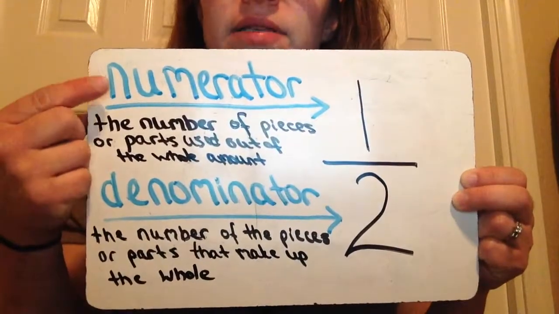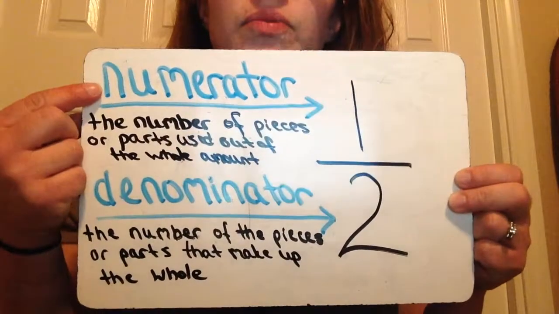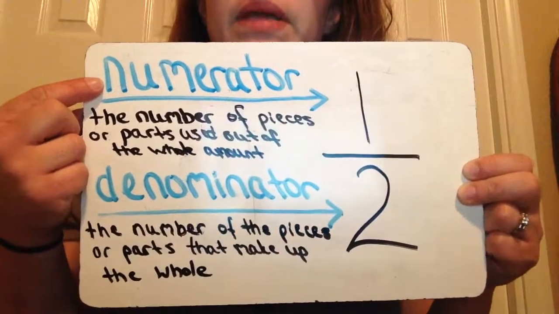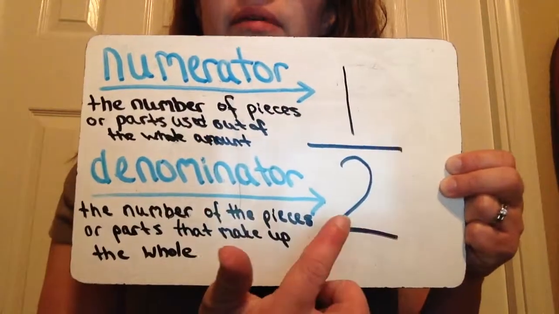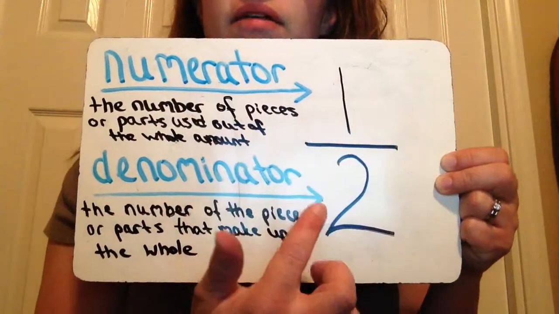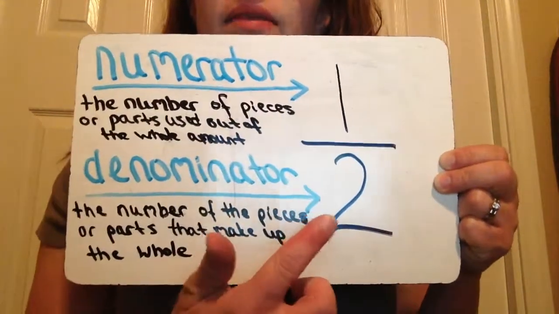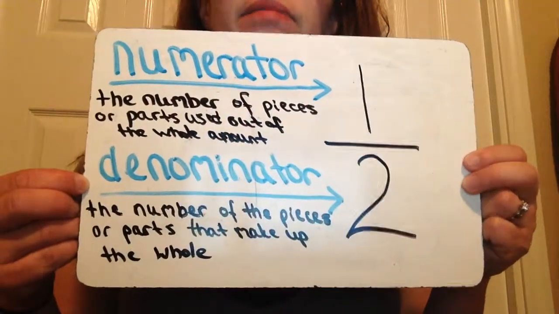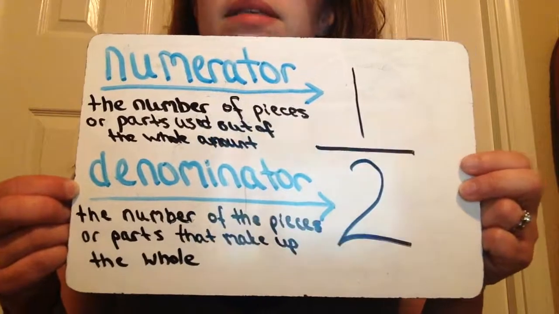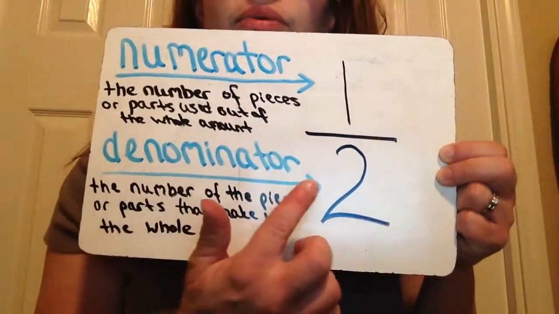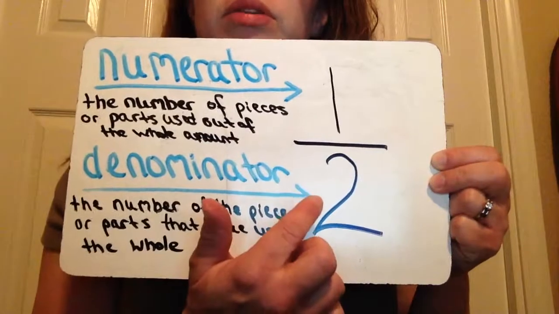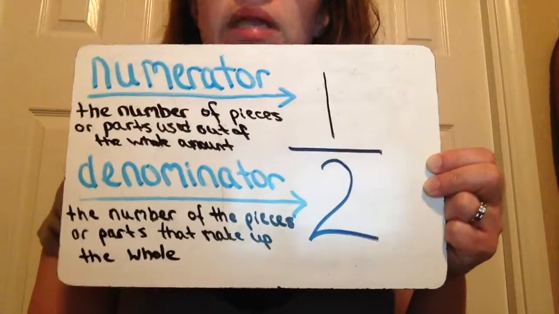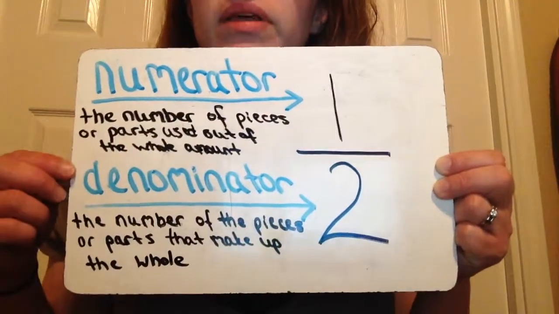So the top number is called the numerator. The numerator is the number of pieces or parts being used out of the whole entire number. So we are using 1 out of 2 parts. The bottom number is called the denominator. The denominator is the number of parts or pieces that make up the whole. So we have 2 parts that make up the whole. So 1 out of 2 parts is being used. Or we can also call it 1/2.